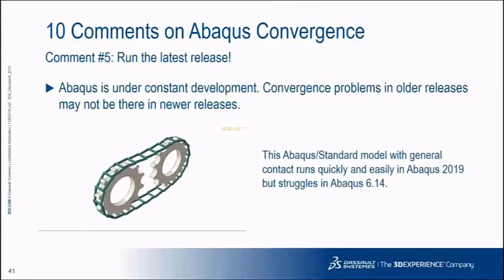Comment number 5, run the latest release. So here's an example of a model. I just ran this yesterday in Abaqus 2019. It takes a little while, but not too bad. But if I try to run this in Abaqus 6.14, it takes a long time. So the implication then is that it is issues with the contact in Abaqus 6.14 that are slowing it down. So the 2019 contact is more robust, as you would expect, because Abaqus is under constant development.